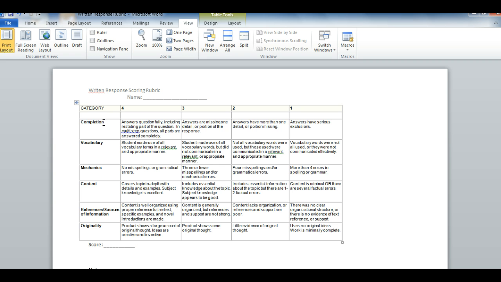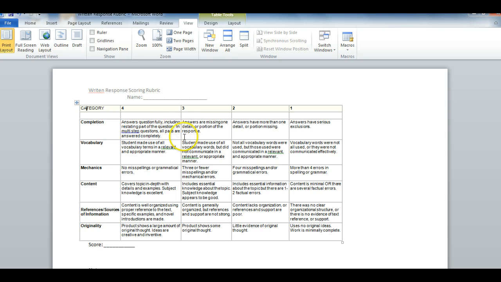And in order to do it completely, you have to answer the question fully, including restating part of the question, okay? I have a paper right in front of me, and it says, the proper way to conduct a scientific experiment is to first come up with a testable question. Okay, so that's a great start. So that person has restated part of the question. And then in multi-step questions, which is the one that we just finished, there's a lot of steps involved where you had to do a lot of explaining and provide examples. It says all parts are answered completely.